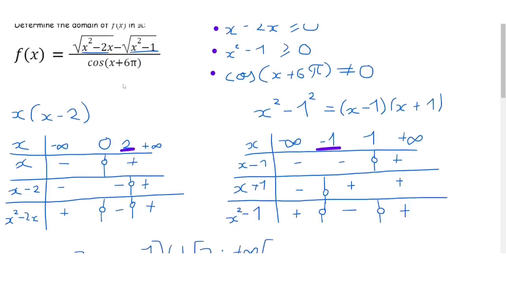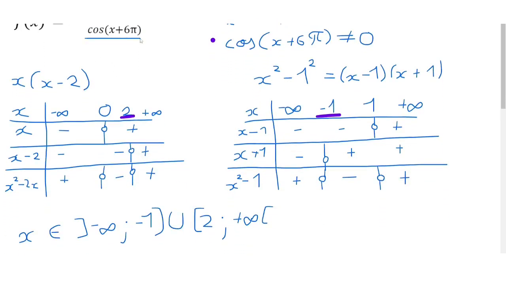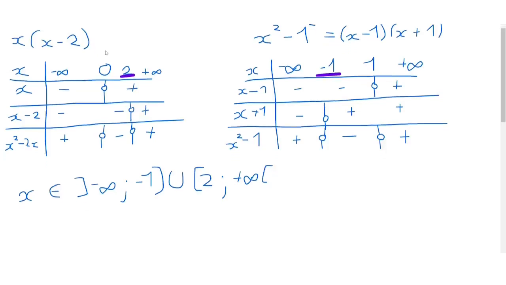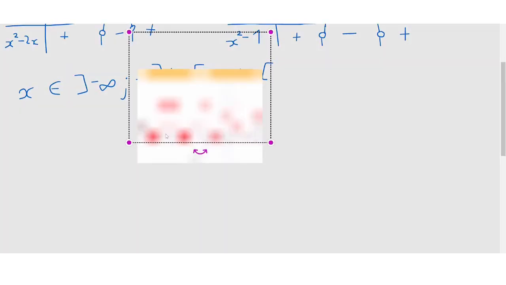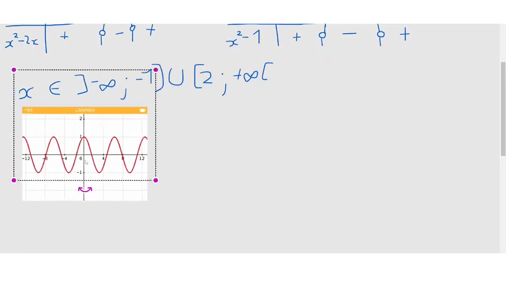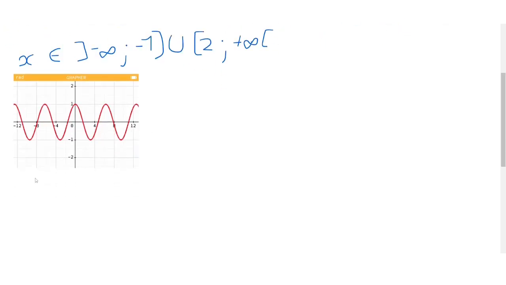Now we're going to have a look at our denominator, cosine of x plus 6 pi. So right here I'm just going to paste in our graphical representation of the function cosine of x. So we know from our high school math class that the function cosine of x actually has a period of 2 pi. But what does this mean?